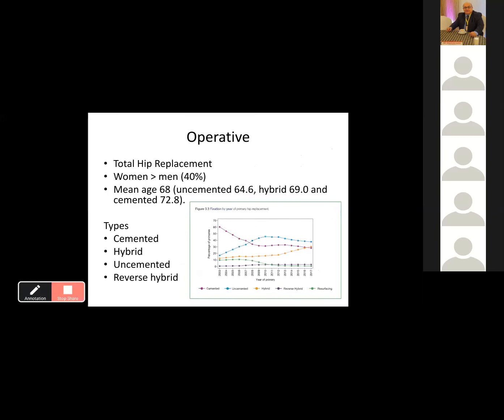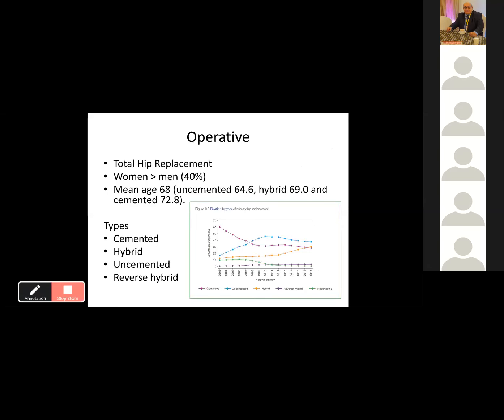So moving on to what we do. Total hip replacement is a successful operation. In the UK, it's done in about 60% of women versus 40% of men, and the mean age at which we're doing arthroplasty at the moment seems to be around 68. It's slightly younger if you're doing an uncemented hip, and slightly older if you're doing a fully cemented hip.